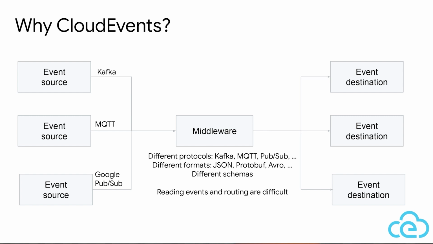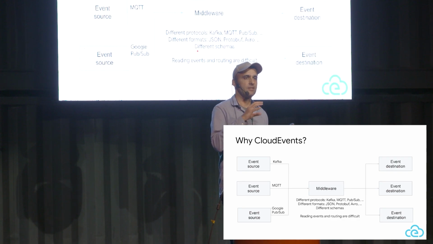So you might have an event source using Kafka as its transport protocol. Maybe you have an IoT system using another protocol, and maybe you have a cloud service on Google Cloud using Google Cloud PubSub, right? Now, the middleware has to do a lot more work. It's not simply taking some event type and then routing it to the destination. It needs to understand different protocols, Kafka protocol, MQTT, PubSub. And then it also needs to understand the different formats of these messages.